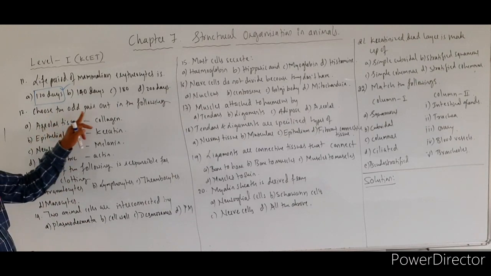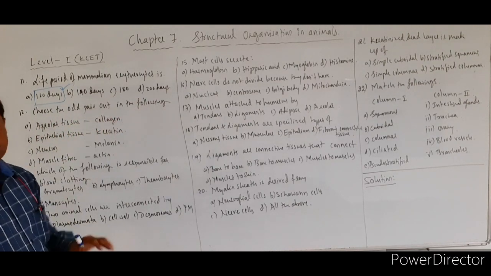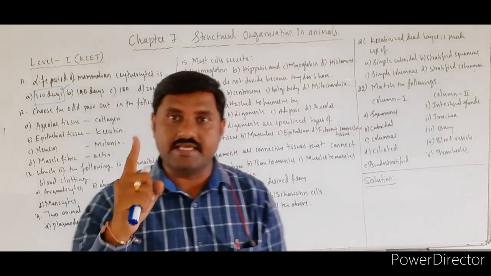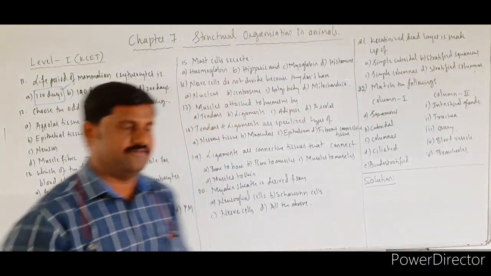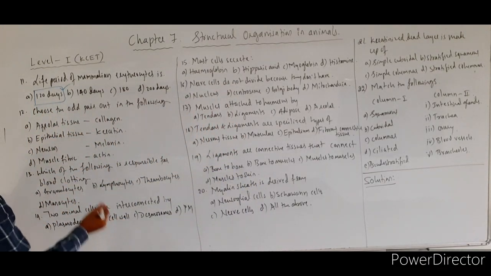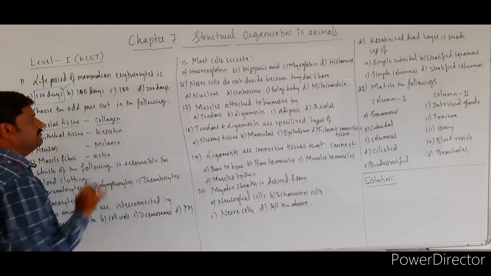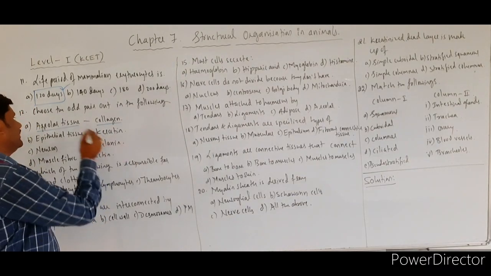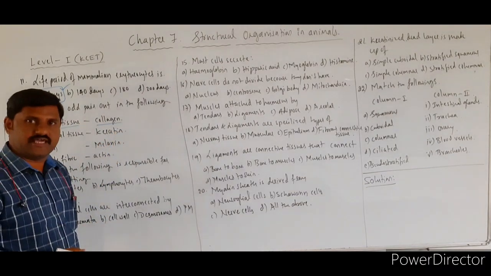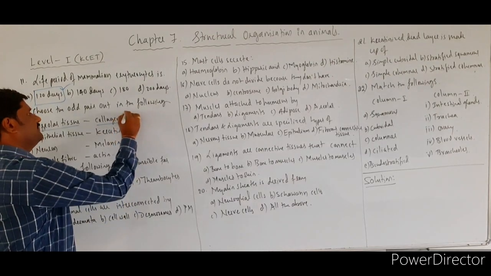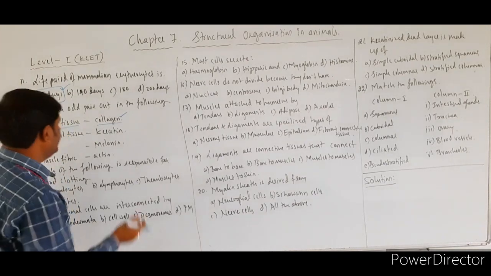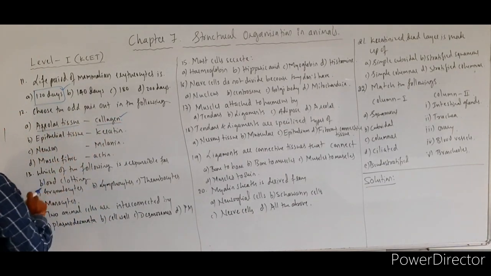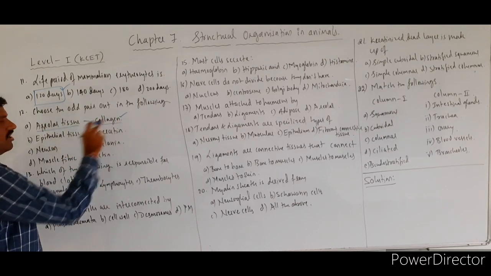Next one, choose the odd pair out in the following. So there are some pairs, and one odd pair is there, so that is to be removed. So let us see all of them and analyze one by one. First one is areolar tissue. Areolar tissue is matching with the collagen fibers. Of course, areolar tissue is one kind of loose connective tissue which contains white fibers. They are collagen fibers. Okay, that's why it is a paired one, it is correct one. So it is not the odd one, right?